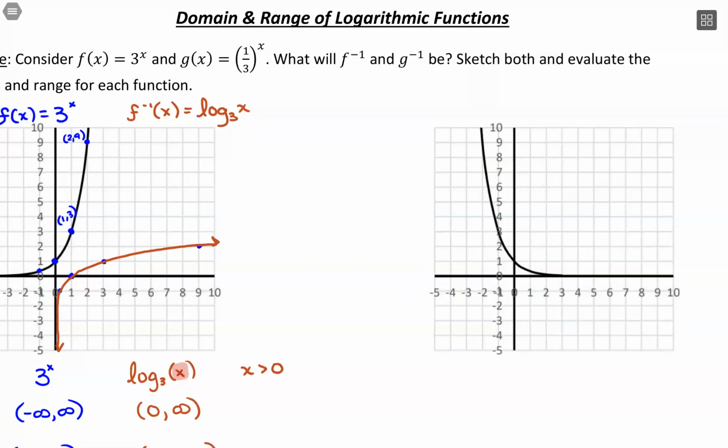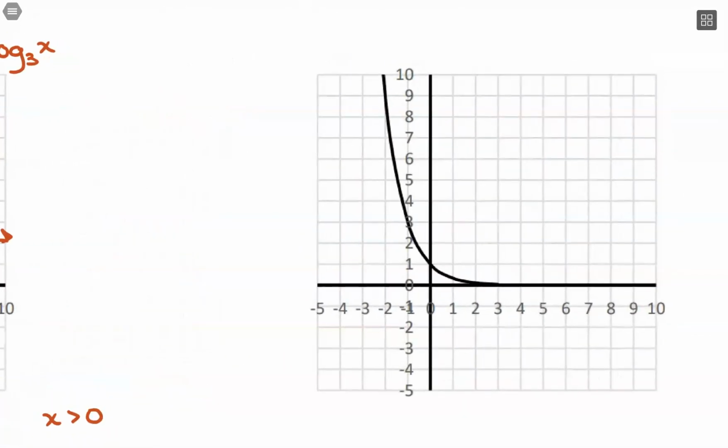Let's look at our exponential decay here. So this is coming from an original function that is exponential, but we have that (1/3) to the x. So we get that exponential decay when the number's between 0 and 1. So some key points we have here. We have (0, 1). We have (-1, 3). And we have (1, 1/3).